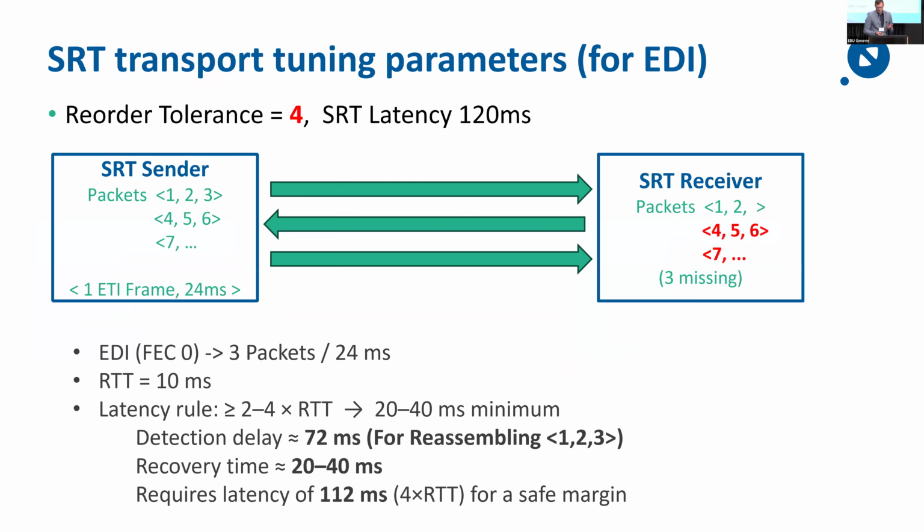And the detection delay in this example, if a packet is lost and a reorder tolerance of 4 is set, is 72 milliseconds. And as a general example, you have the detection delay to detect when a packet is missed, and then you have the recovery time. And the recovery time, as a general rule, is 2 to 4 times the round trip time. So round trip time is the most important parameter when it comes to SRT connections. And in this example, you add up to a latency of 112 milliseconds.